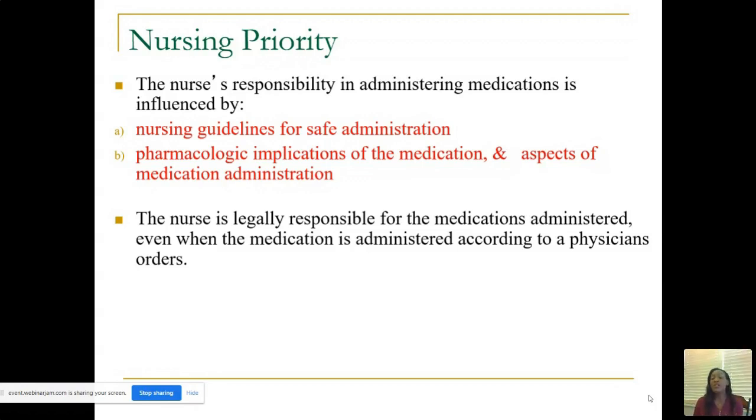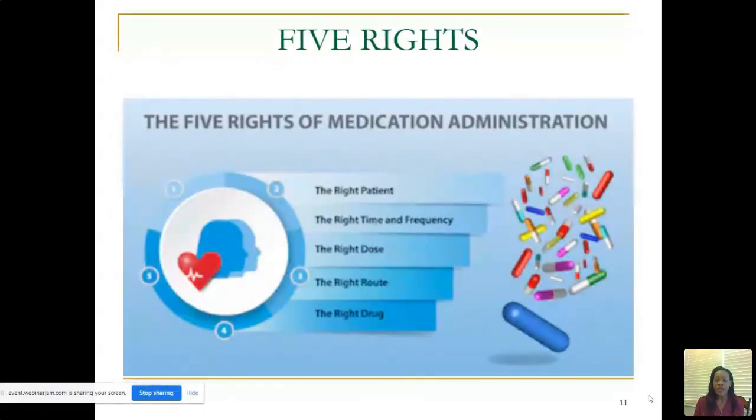You are responsible for what you give, even if the physician makes a mistake. So let's say the physician orders the wrong dose, and you give it, you are still responsible. So don't think, oh, I just followed what the physician ordered. Don't miss that. You are legally responsible for whatever you give, so you have to really know your stuff and be in tune to it.